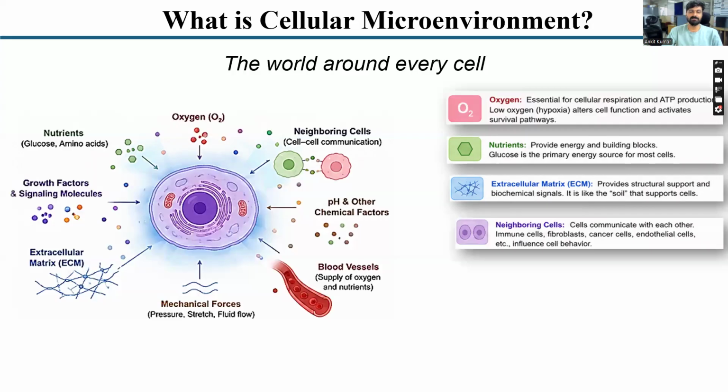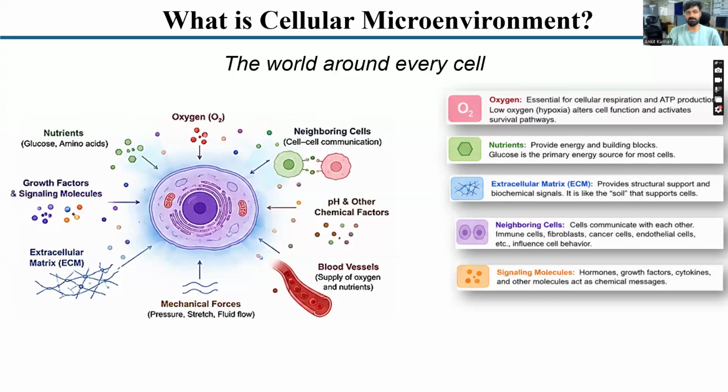Then there comes the neighboring cell. Obviously, we know that cells communicate with each other, like immune cells, fibroblasts, cancer cells, and endothelial cells, all of these things that influence cell behavior. Then there come the signaling molecules. We'll study these things in very detail in a subsequent lecture.